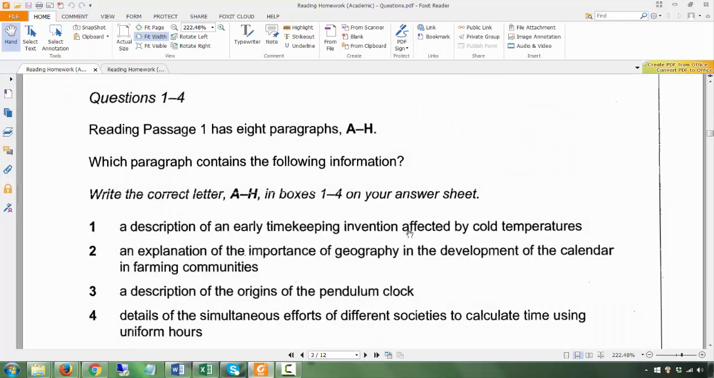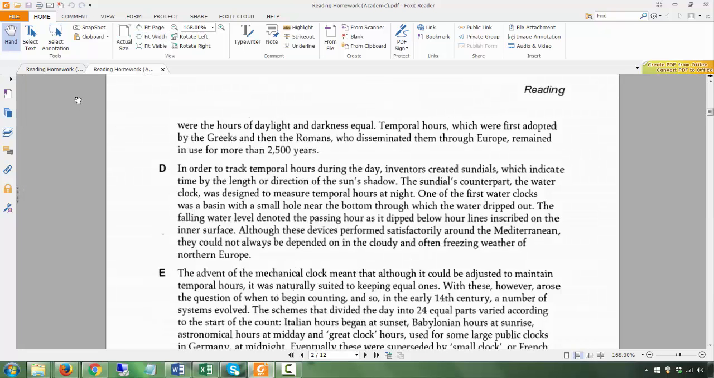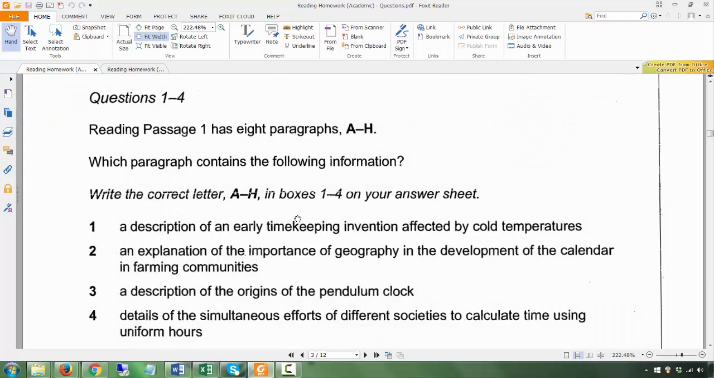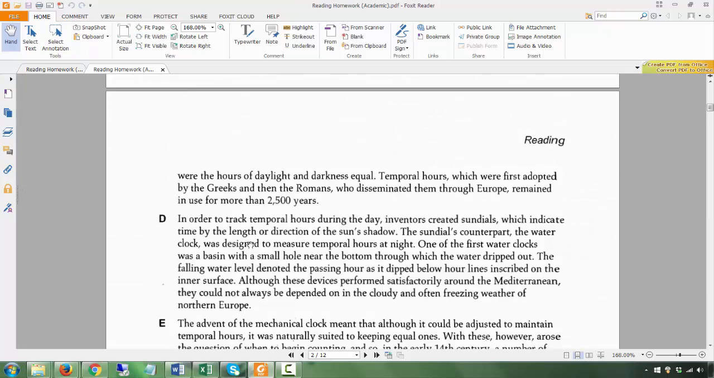So cold temperatures, cloudy and freezing weather, they could not be depended on during this kind of weather, and therefore it basically means that it's affected, okay? Whatever this early timekeeping invention is, it is affected by cold temperatures. So 1 is D. 2, an explanation of the importance of geography in the development of the calendar in farming communities, right? This will be in B.